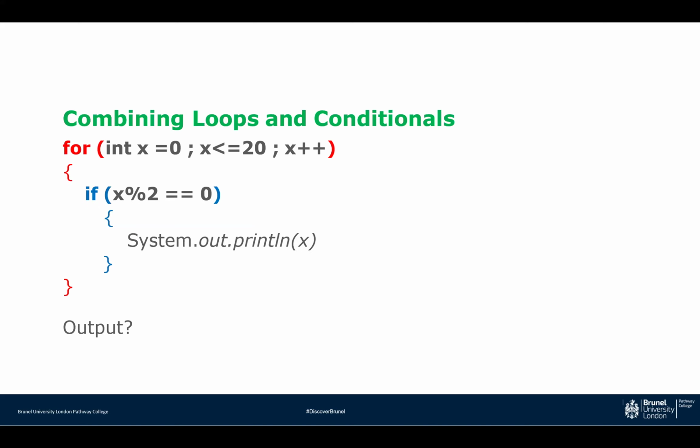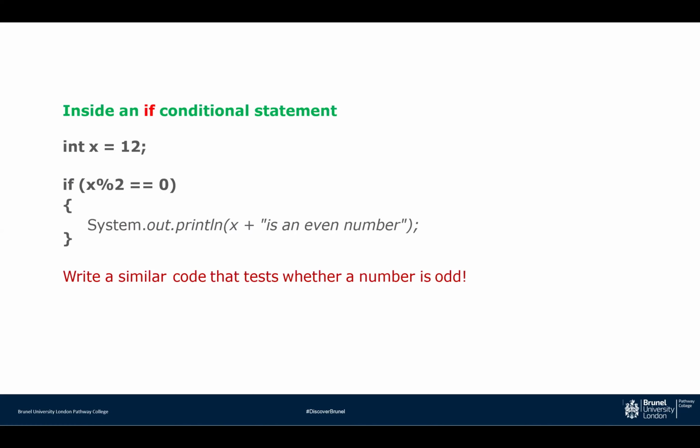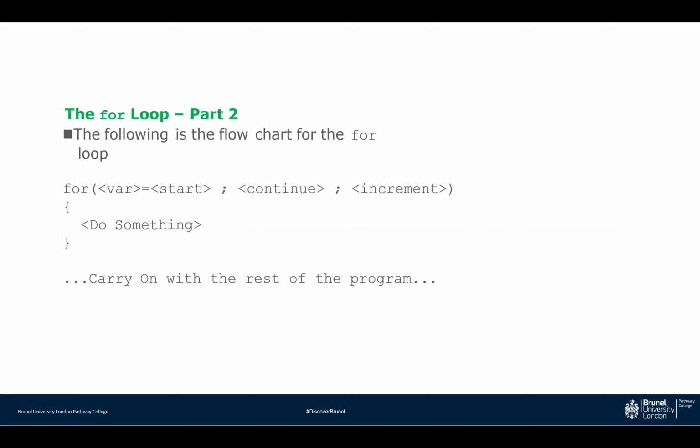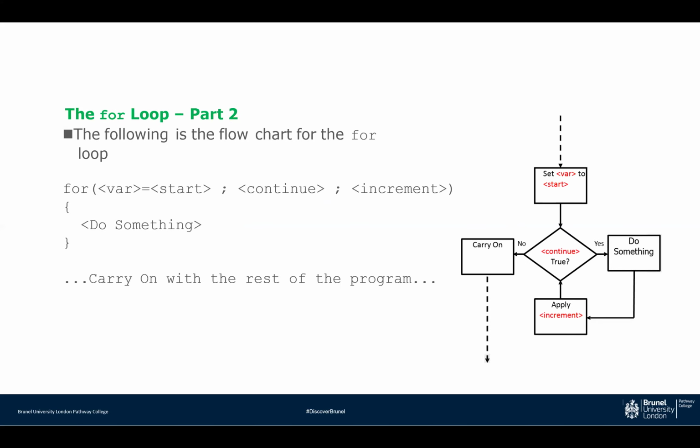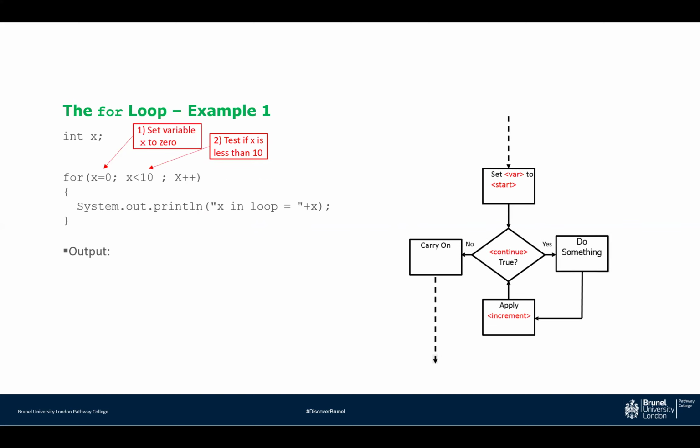Now I can take this condition and put it inside a loop. So the loop starting point is 0, ending point is 20, and I'm incrementing. So if we go back, always remember this in the back of your head. We start here. We test the condition. If the condition is true, we do the code inside, and we apply the increment. Test the condition again. Keep doing this until this becomes false. We exit.